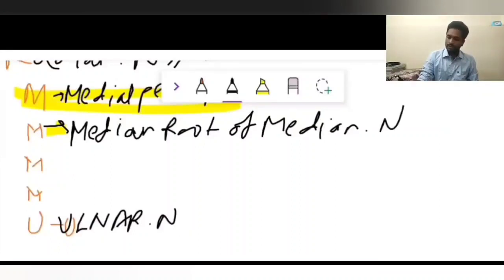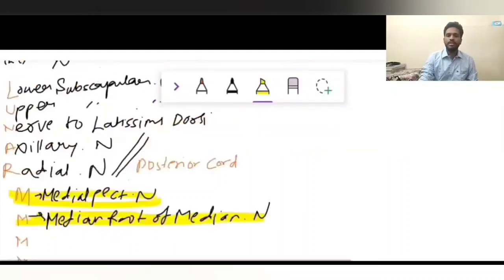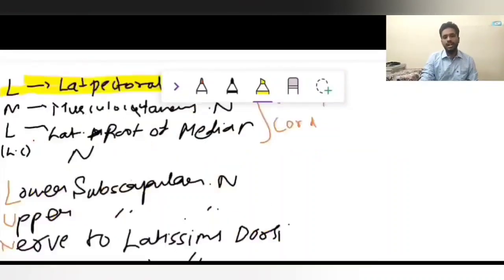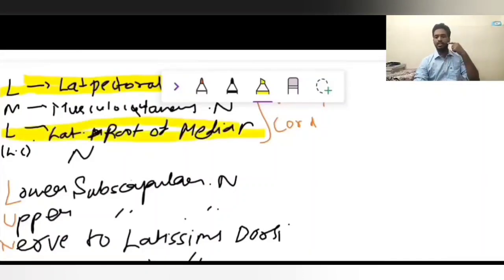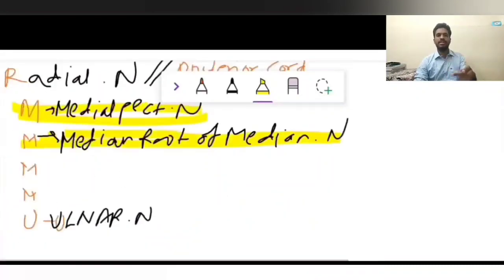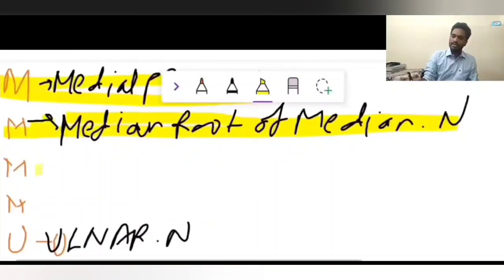Okay, what else? Then we have 2M. So one is once again the medial root of median nerve, and in the lateral cord we had lateral root of median nerve. So this is easy to remember, right? In the lateral cord we have two nerves which are similar to the medial cord, just they are lateral over there and here they are medial. Now next we have 2M.